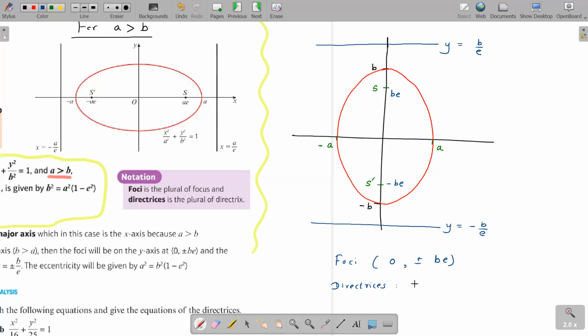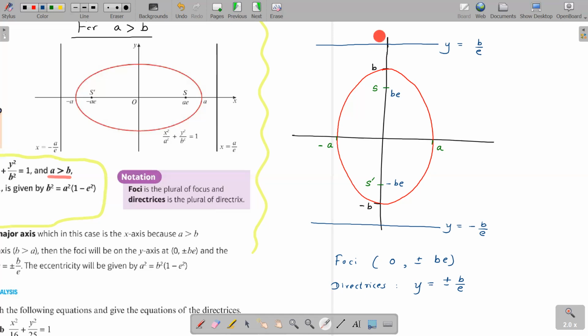The directrices are y equals plus or minus p over e. And then the eccentricity equation, how will it be? The earlier equation was b square equals a square (1 minus e square), right? In the earlier set. So now you can see a and b actually switch. The a role is taken on by b, and the b role is taken on by a now.